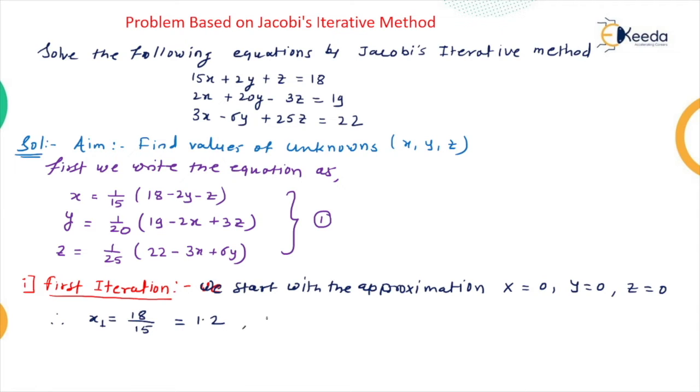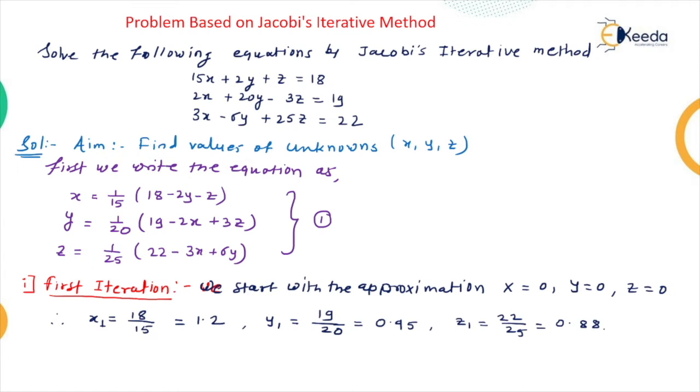Similarly, we find the value of y1. Here we put x is 0 and z is 0, so we get 19 upon 20, which is 0.95. This is the first iteration value for y, called y1. And for z1, putting y equal to 0 and x equal to 0, we get 22 upon 25, which is 0.88.